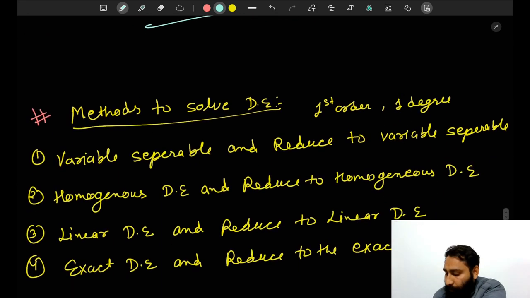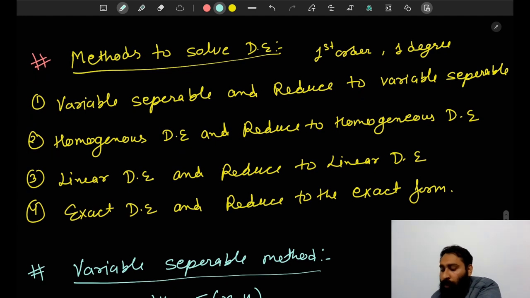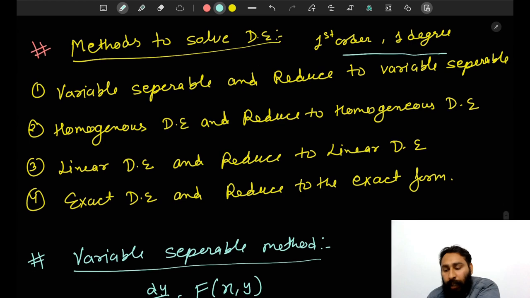Now see methods to solve differential equations. We have to solve first order, first degree differential equations. There are mainly four methods. First is variable separable and reduced to variable separable. Second is homogeneous and reduced to homogeneous method. Third is linear differential equation and reduced to linear differential equation. And the last one is exact differential equation or reduced to exact form.